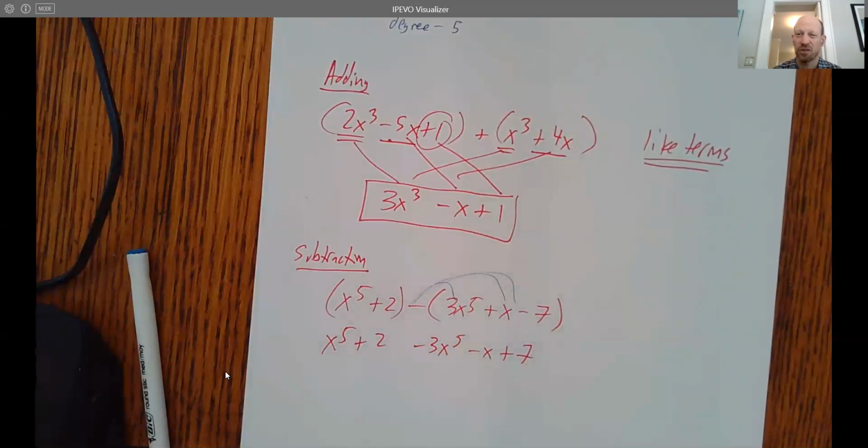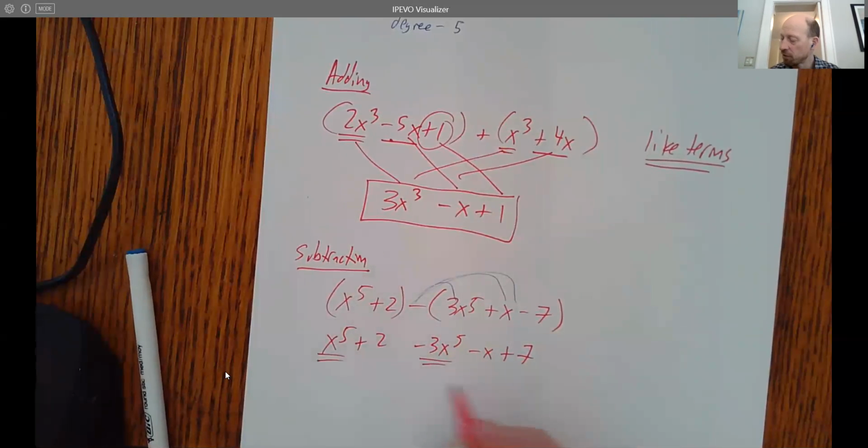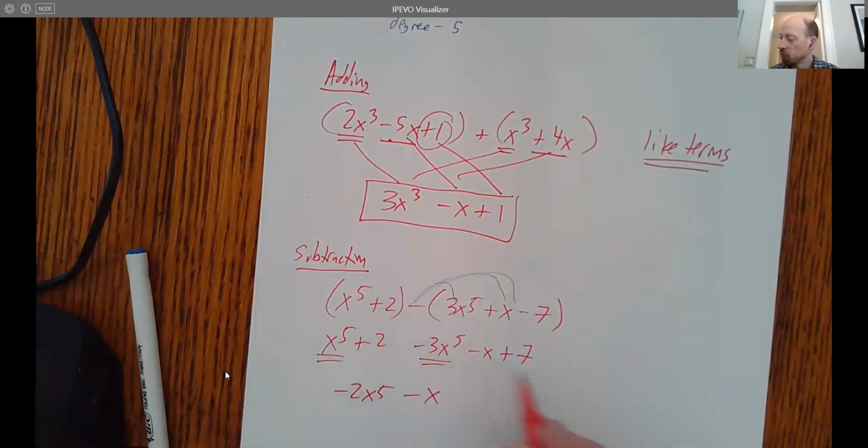Right, I take that as its own extra step because I'm worried about making a mistake with the negatives. Now I can, again, combine those like terms together. And 2 plus 7 is 9.